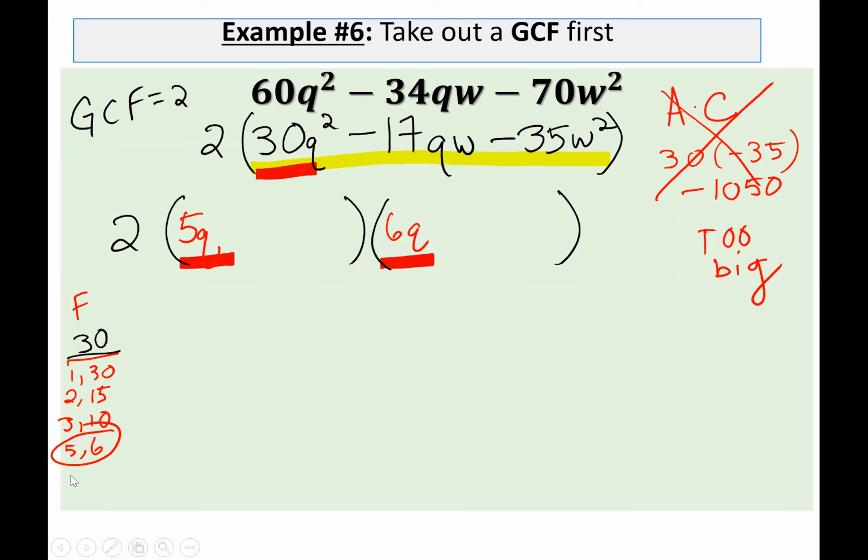Okay, now let's focus on the last two terms. My last two terms need to multiply to negative 35w squared.